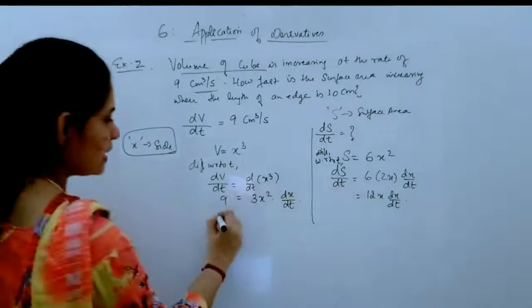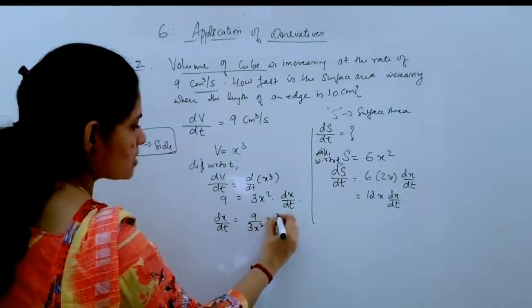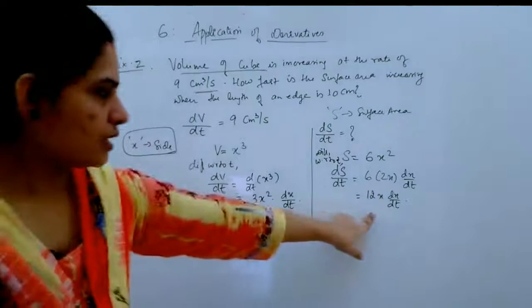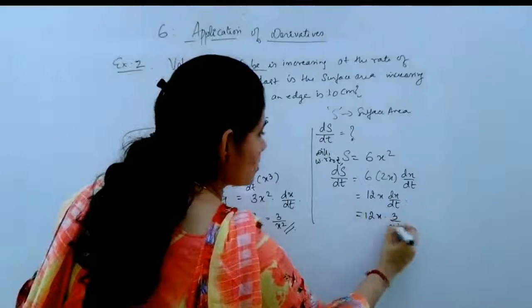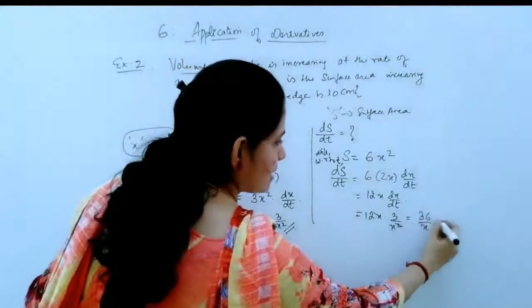Okay, what is dx by dt? It is 9 by 3x square, which is 3 by x square. Now replace the value here so that you will get 12x into 3 by x square, which will give you 36 by x.